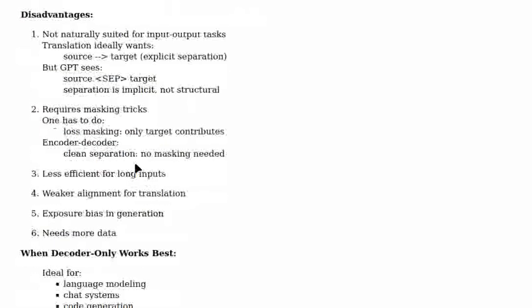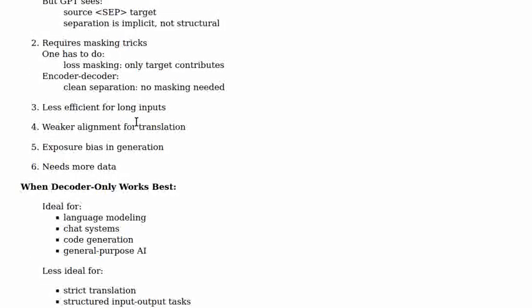2. It requires masking tricks. Loss masking is needed so that only target tokens contribute to the loss. In contrast, encoder-decoder models have a clean separation between input and target, requiring no masking. 3. The model is less efficient for long inputs because it attends to both the source and the generated tokens together. 4. It has weaker alignment for translation. Encoder-decoder models use cross-attention to directly align source and target. GPT must infer this alignment implicitly, making precise translation more difficult.